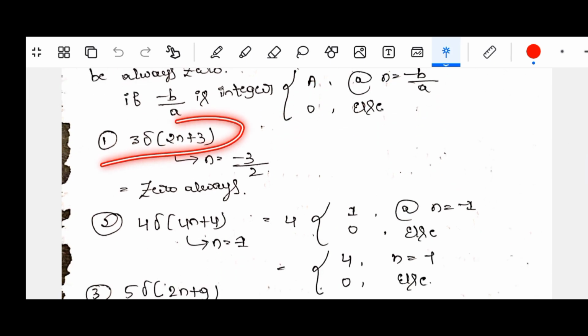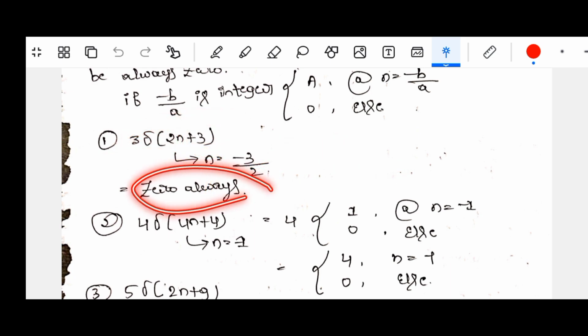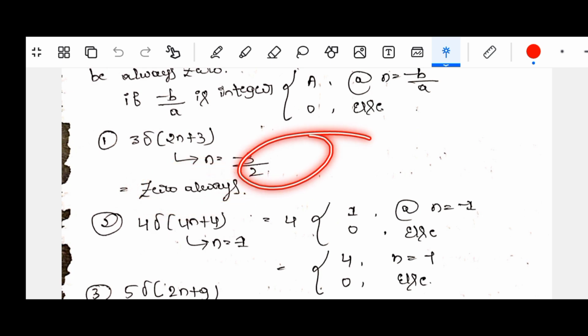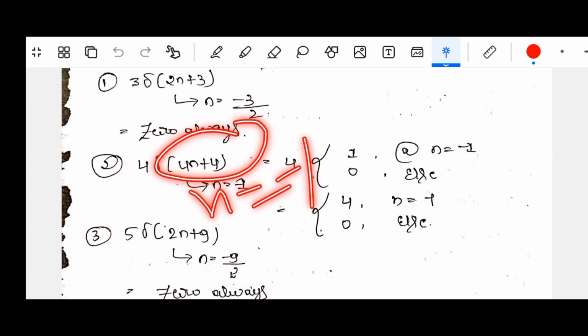3 into delta of 2n plus 3. First find out the location. Location will be minus 3 by 2. The answer will be 0 always because it is a non-integer number. Next one, 4 into delta of 4n plus 4. Here also the location will be minus 1.